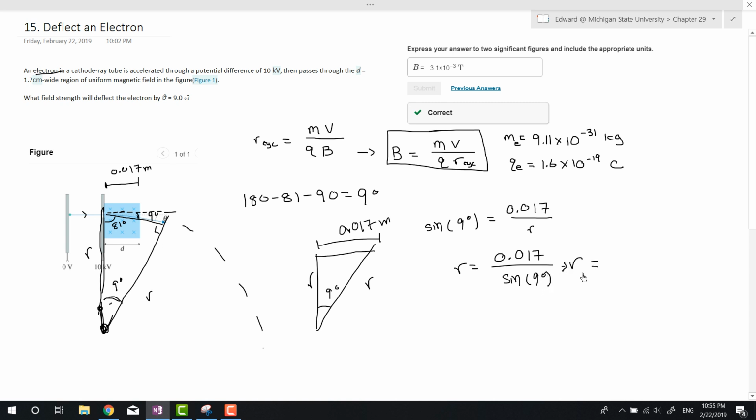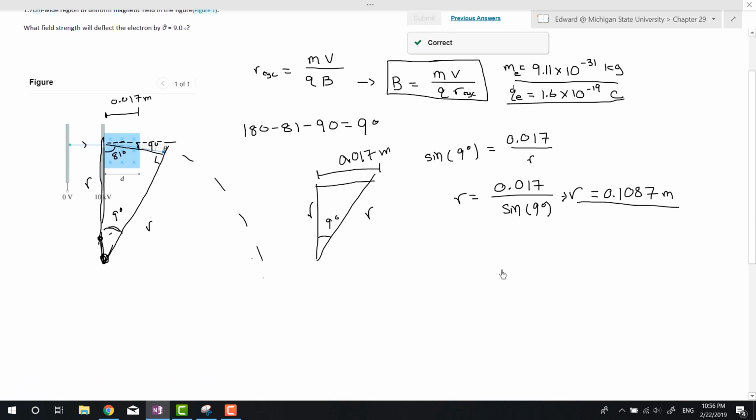So R, if I type this in the calculator, that is going to give me 0.1087, yeah, something like that, meters. So now we got the radius of a cyclotron. 1, 2, 3, and the only thing we don't know is the velocity.